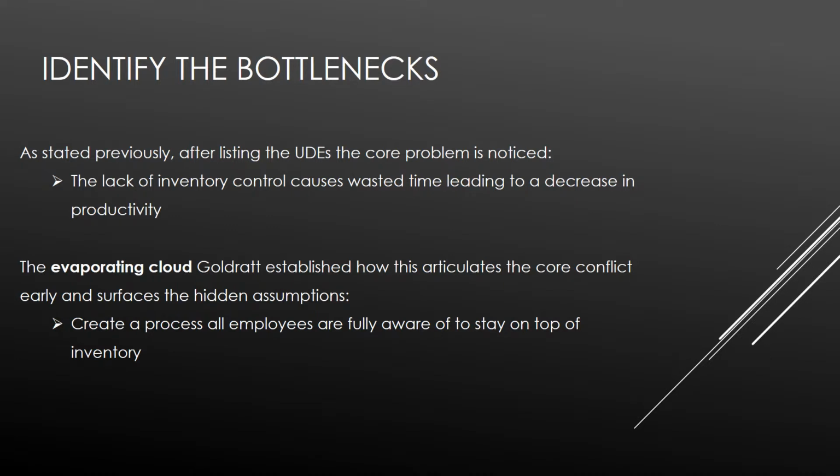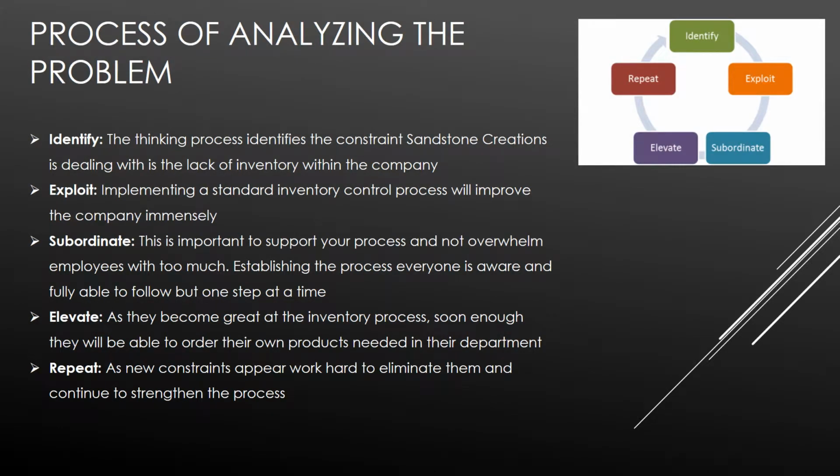Process of analyzing the problem. Identify: the thinking process identifies the constraint Sandstone Creations is dealing with, the lack of inventory within the company. Exploit: implementing the standard inventory control process will improve the company immensely. Subordinate: this is establishing the process everyone is aware of and fully able to follow, but one step at a time. Elevate: as they become great at the inventory process, soon enough they will be able to order their own products needed in the department. Lastly, repeat.